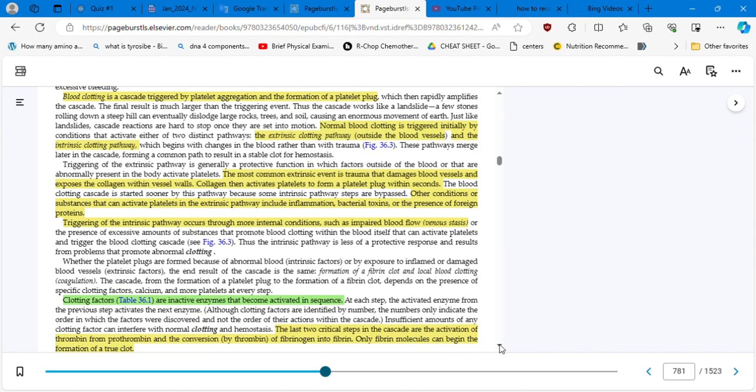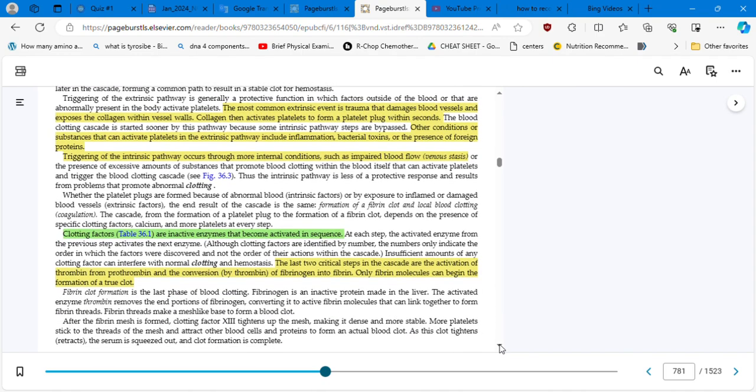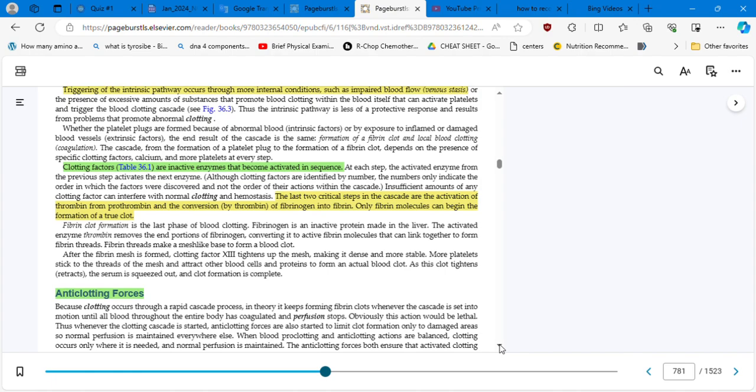Triggering of the intrinsic pathway occurs through more internal conditions such as impaired blood flow, venous stasis. That's why it's so important after surgery to promote ambulation on the patient to prevent venous stasis. It's important also that we walk and exercise and don't sit for extended periods of time to prevent thrombosis, right? Even if we don't have a surgery or a trauma, we can get into this state.